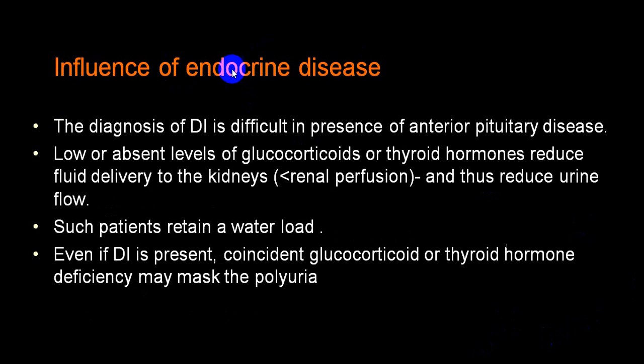Now there is always one interference by other endocrine hormones: low levels of glucocorticoids and thyroid hormone will reduce the fluid delivery to the kidney and thus reduce urine flow. This may interfere with interpretation when you are doing the differential diagnosis of diabetes insipidus. So keep glucocorticoid and thyroid hormone in mind. Even if diabetes insipidus is present, glucocorticoid and thyroid deficiency may mask polyuria. So try to rule this out first: check the levels of glucocorticoid and thyroid hormone and then do the test for diabetes insipidus.